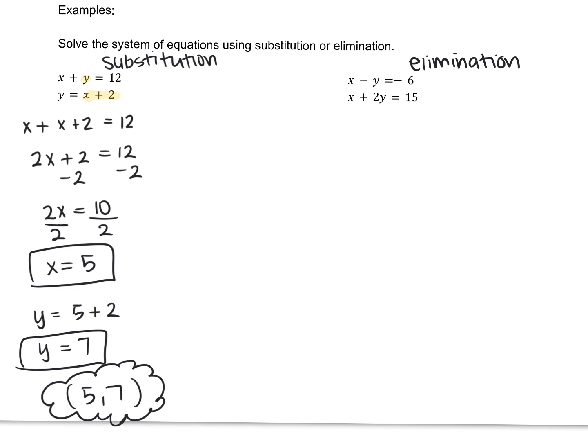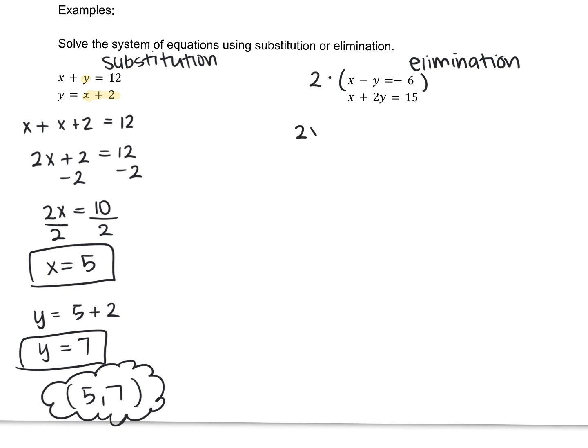So in our system, my x's already match. They're already both 1x. But my y's already have opposite signs. One's a negative y, one's a positive 2y. So it wouldn't be difficult to eliminate x first. It also wouldn't be that difficult to eliminate y. But eliminating y means I don't have to multiply by a negative. So that's the variable I'm going to eliminate by multiplying the first equation by 2.